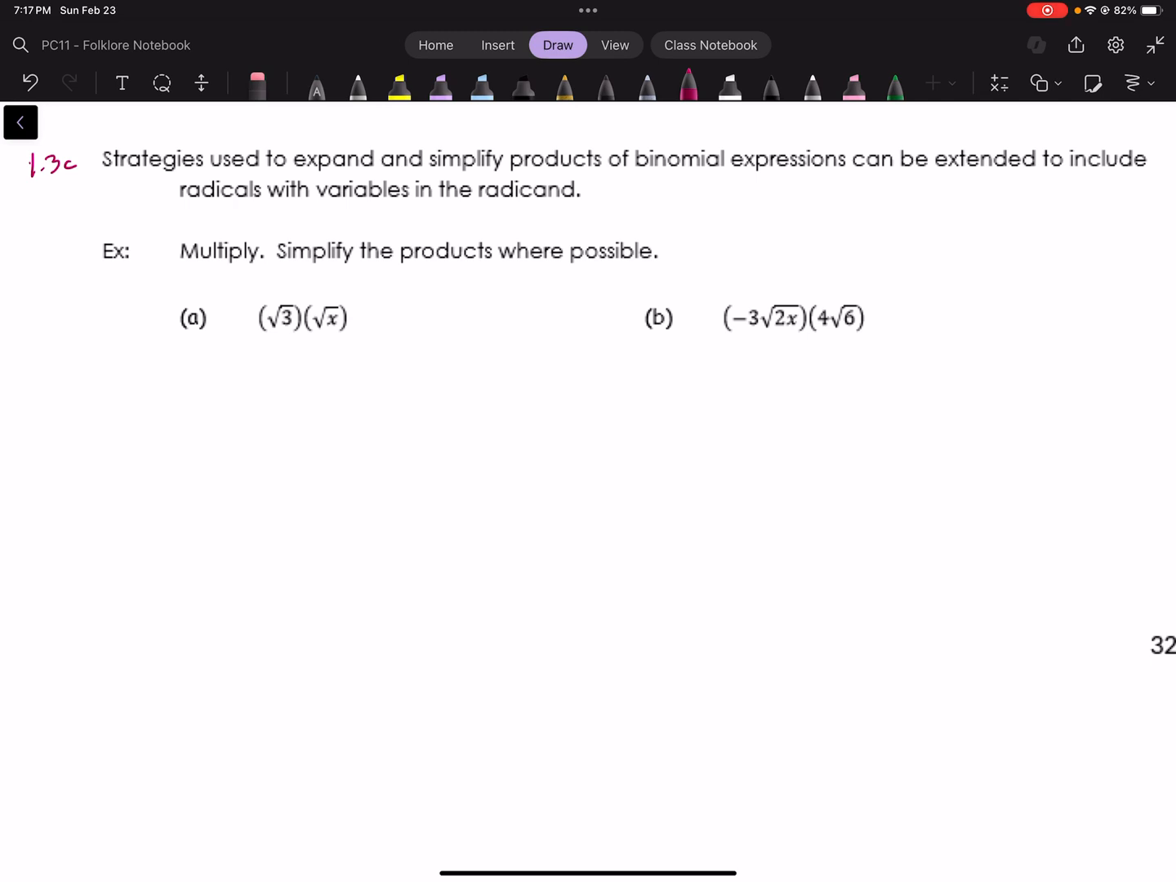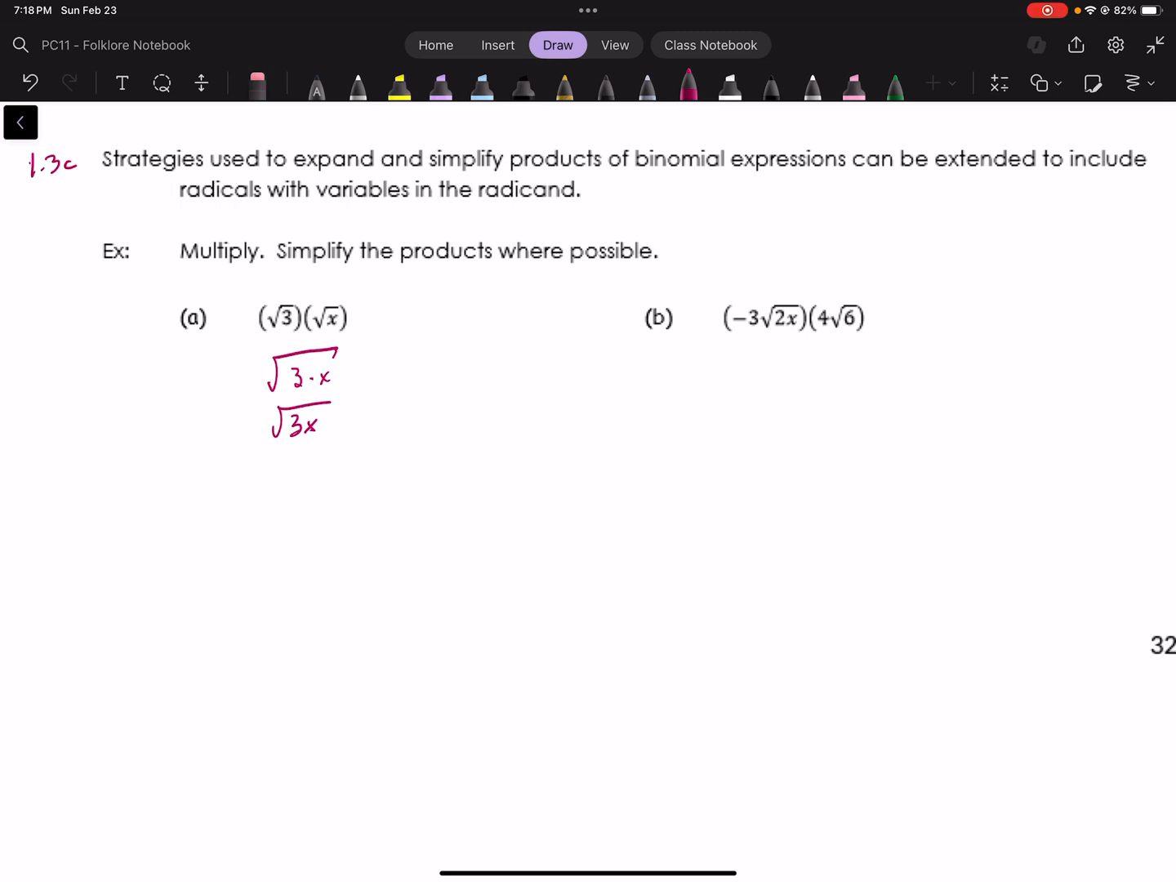So when I multiply root 3 times root x, what I can do is write it under one radical, and that would be the 3 times x. So I would just multiply the radicands. And I could write this as 3x. So that is the square root of 3x.